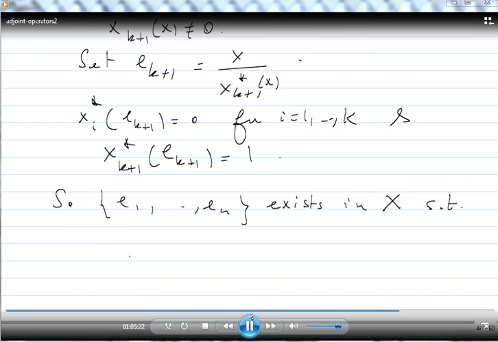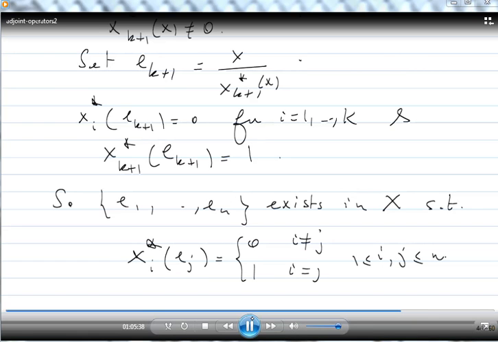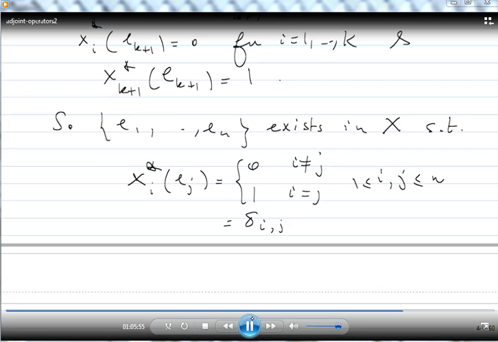Such that xi star of ej is equal to 0 if i is different from j, and 1 if i is equal to j, and this is for i and j between 1 and n. You can also use the canonical symbol delta and write delta ij, and delta ij is exactly what it is: 0 if i is different from j, and 1 if i is equal to j. So we now have this sequence of vectors in X associated to the xi stars.